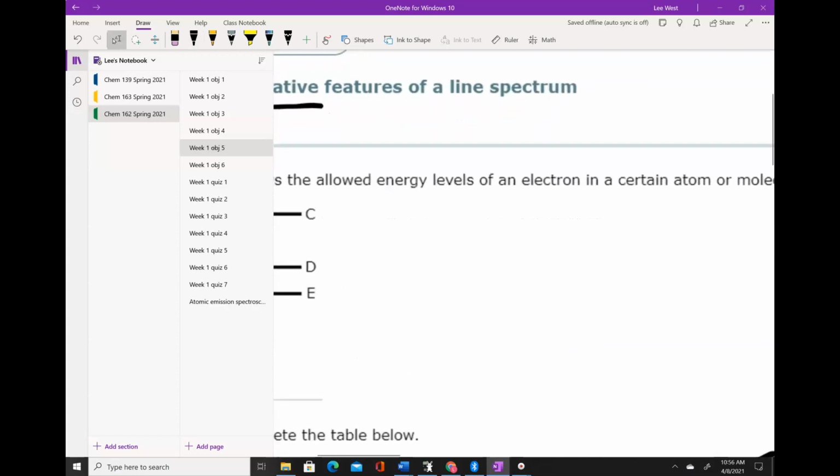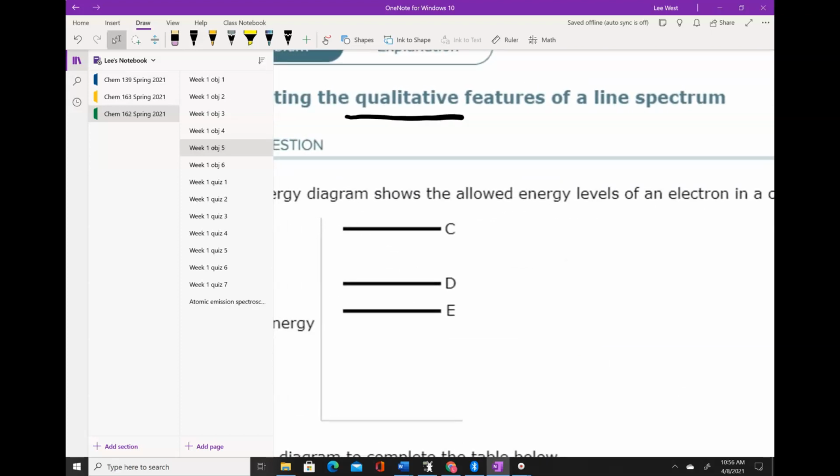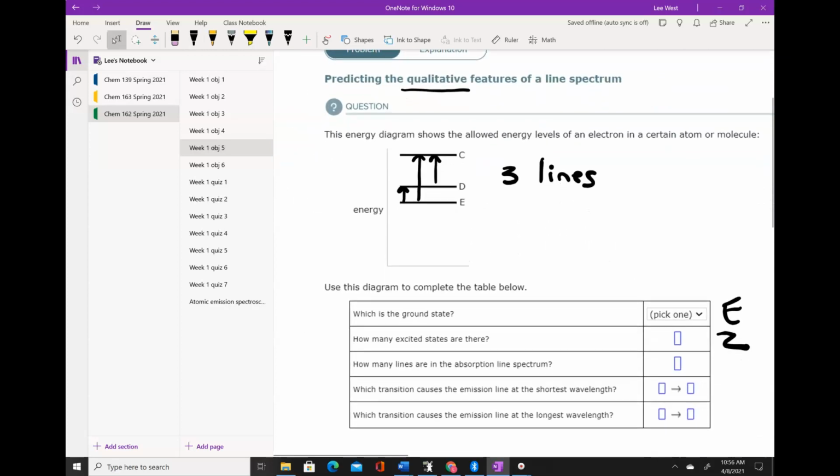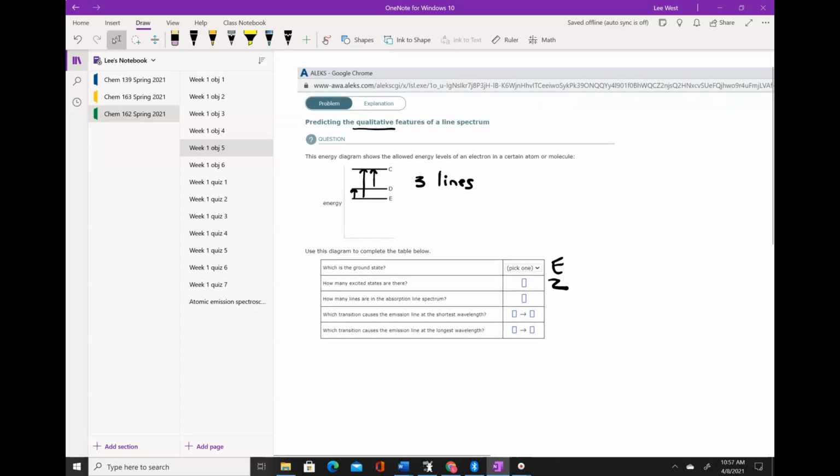Interesting. All right. So we could go from E to D. We could go from E all the way up to C, and we could go from D to C, and I can't see any others, so that would be 3 lines. Remember, when we're absorbing, we're going to a higher energy level. So I'm going to put 3 lines.